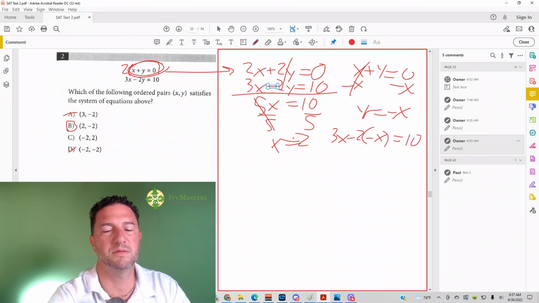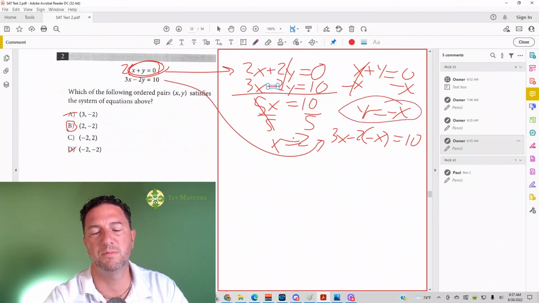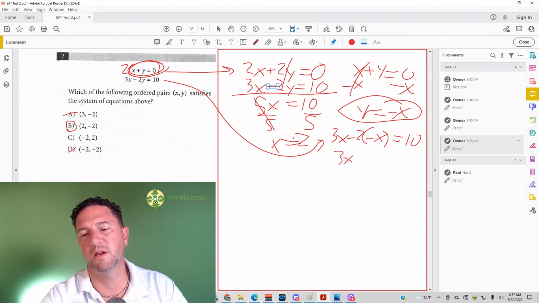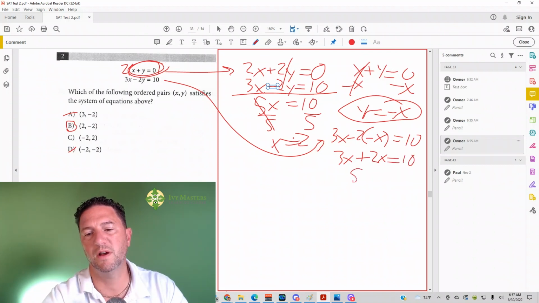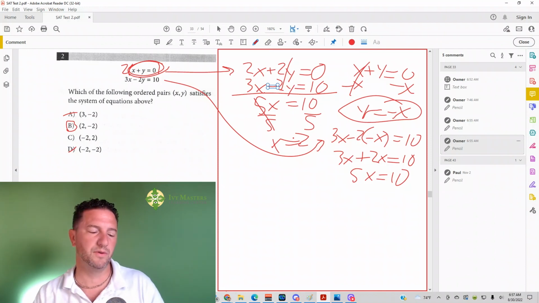What I did was I substituted into the second equation. So it's the same as this, only in place of y I put negative x. Now I have 3x. When you multiply two negatives, you get a positive, so it's plus 2x equals 10. You get 5x equals 10. And you divide both sides by 5, x equals 2. The finish is the same.